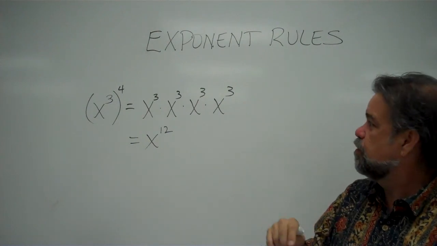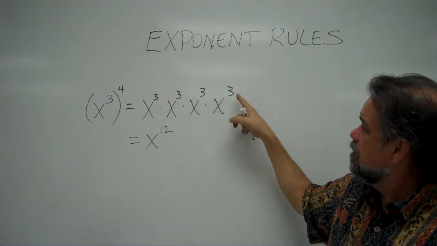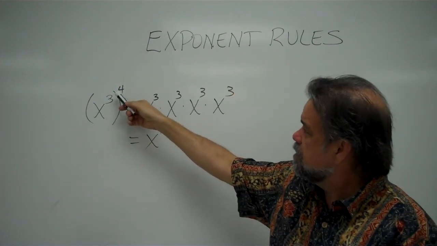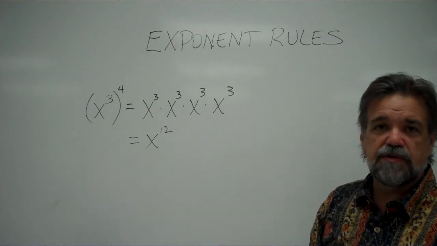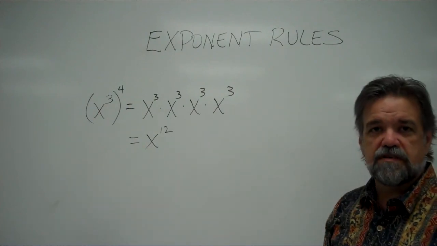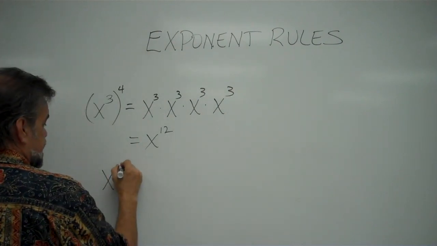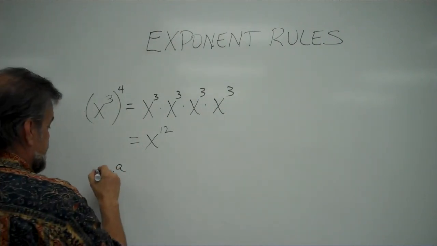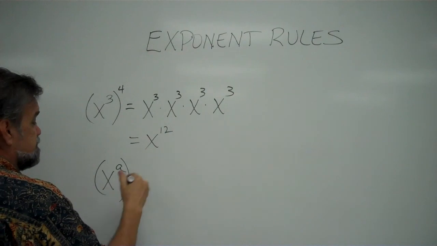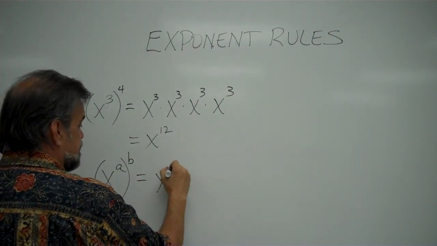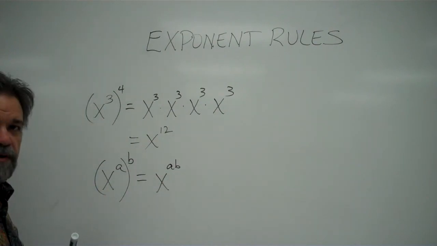But there's an even shorter way, and that is right here, I wrote out these 4 3's. I didn't need to do that. I could have just said 3 times 4, and that gets me 12. And sure enough, this gets us our second rule about exponents, and that is if you take x to a power, and then you take that, that becomes the base, to another power, then what that means is it's going to be x to the a times b power. Okay? That was rule number two.